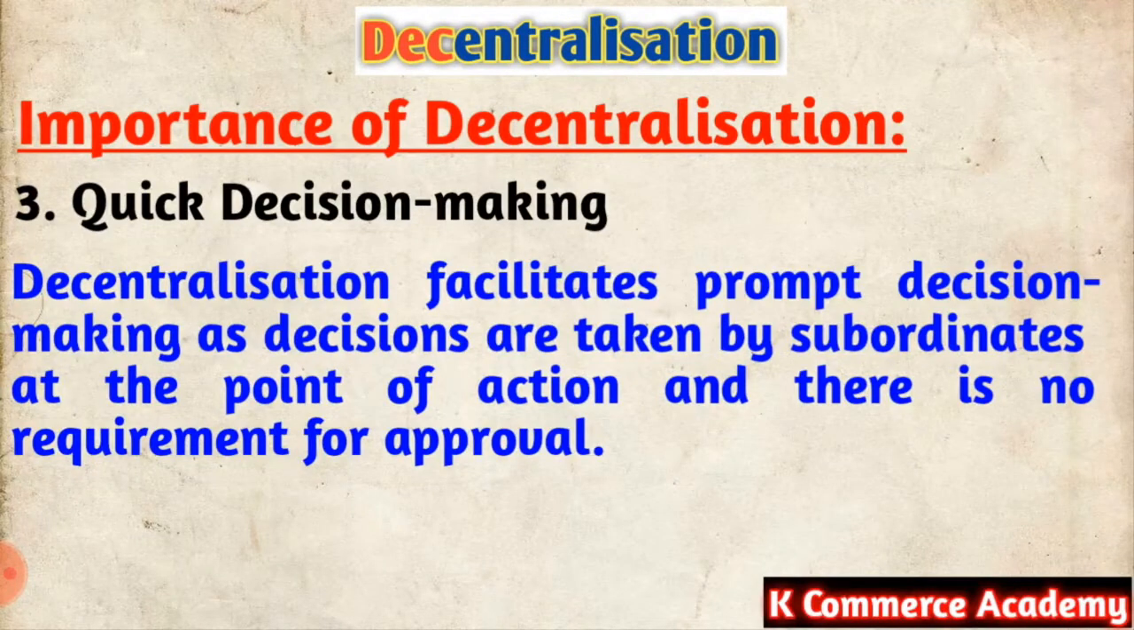The third one is quick decision making. While taking any decision, a person need not ask his superior, because he has complete autonomy and freedom to a certain extent to take decisions. So it will result in quick decision making, effective decision making, because for each and every decision the person need not ask his superior, because he has a certain autonomy.